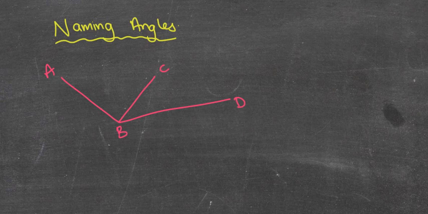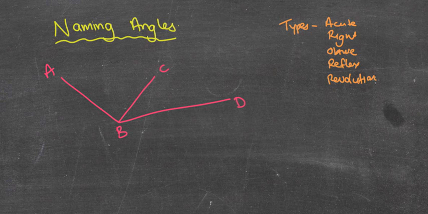Now, naming angles is a little bit different to types of angles. Think about angle types. Types of angles will be things like acute, right angle, obtuse. We've got reflex and angle of revolution. Okay, they're types. So these aren't names of angles. These are types of angles. So what we're going to be looking at is naming angles.